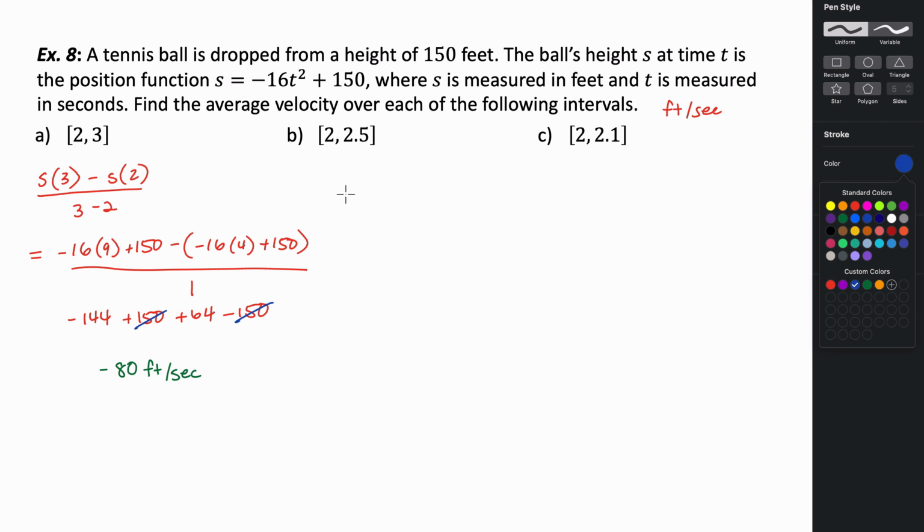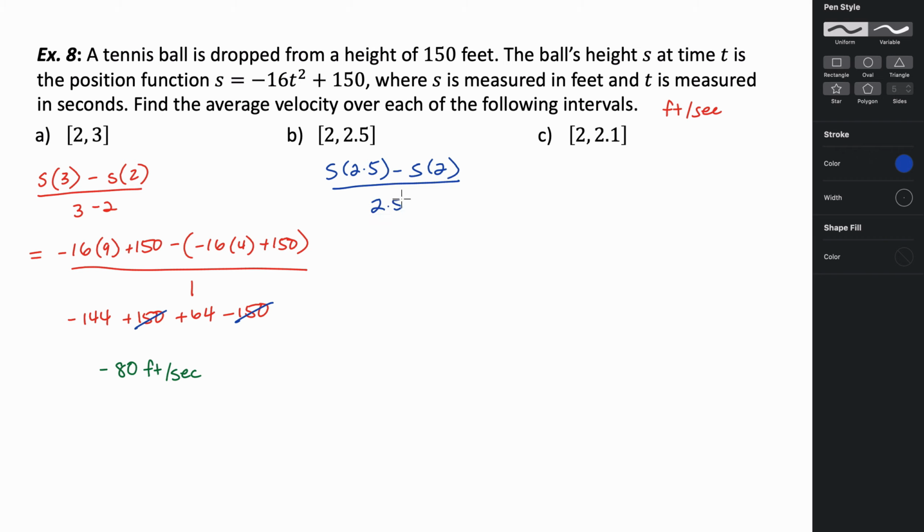So let's try the next one. We're going to do the exact same process. We're going to evaluate our function at 2.5 and evaluate our function at 2, taking their differences because we want to know how much their position has changed during those times, and then subtract the times to find that change.